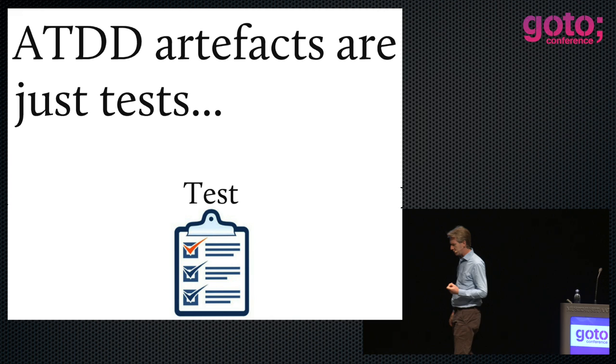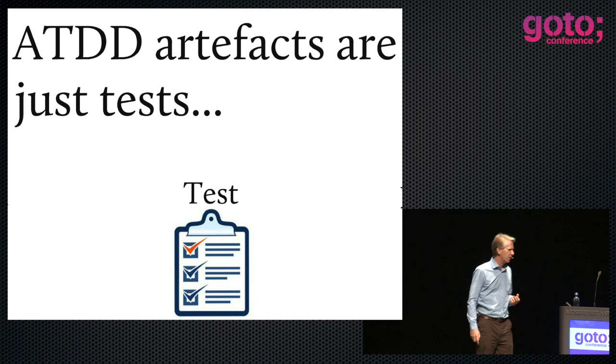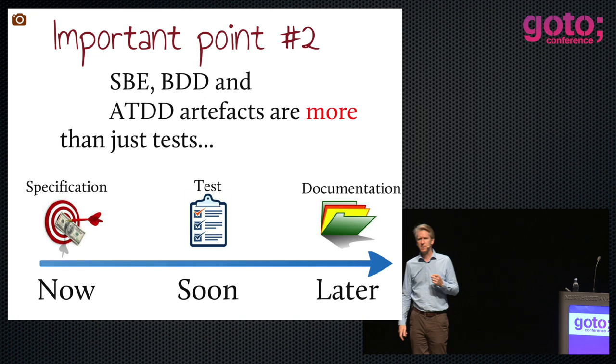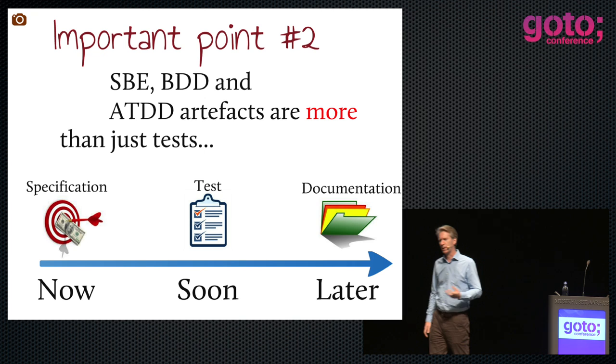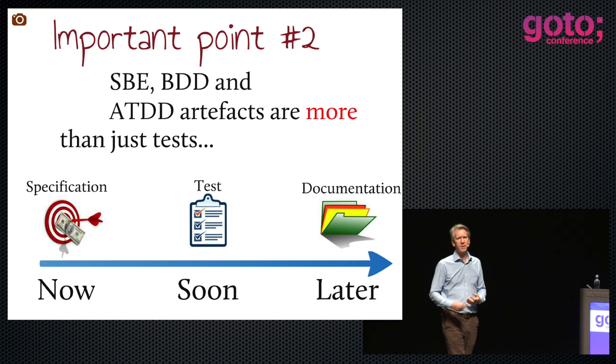So let's go back to what I said was the fallacious position of believing that the thing we're creating is just a test. Well, it's clearly more than just a test, because it has three important phases in its life cycle. So there's what is it to us now, i.e. when we're first discussing a story that we've yet to implement, what will it be soon, and what does it become later on after we've done the job?